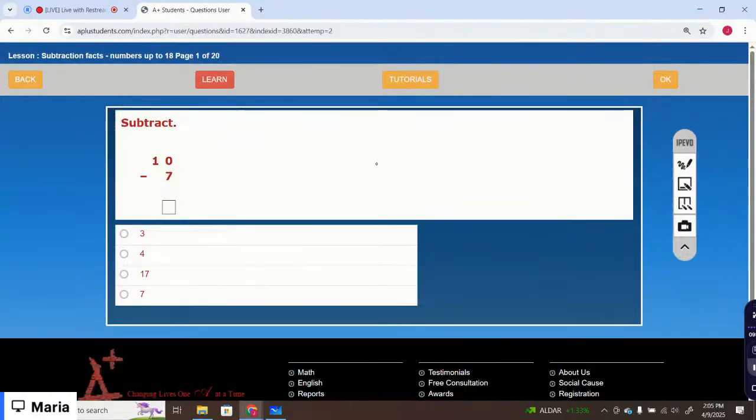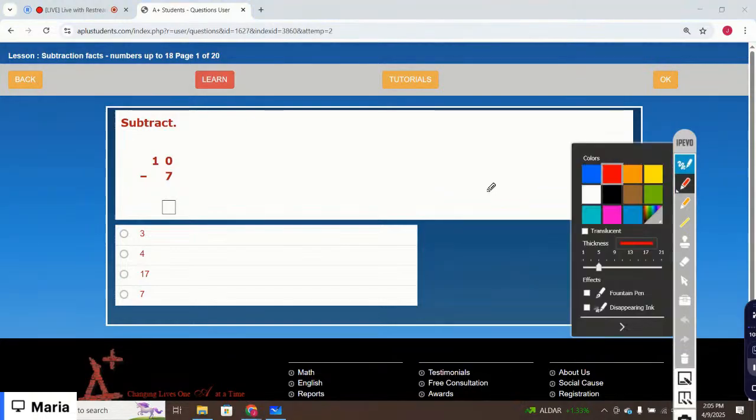Okay, 10 take away 7. If we look at the digits at the ones position, we have 0 take away 7. But you cannot subtract 7 out of 0. So you need to borrow 1 from the tens digit. The 1 you borrow from the tens makes 10 here.